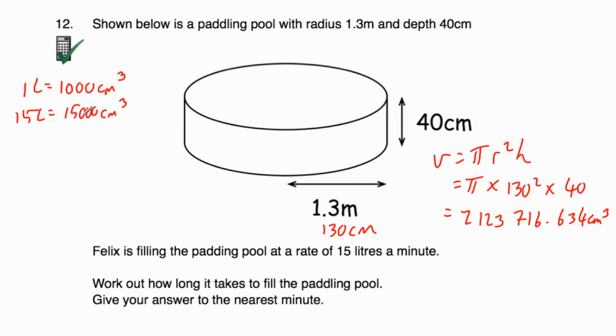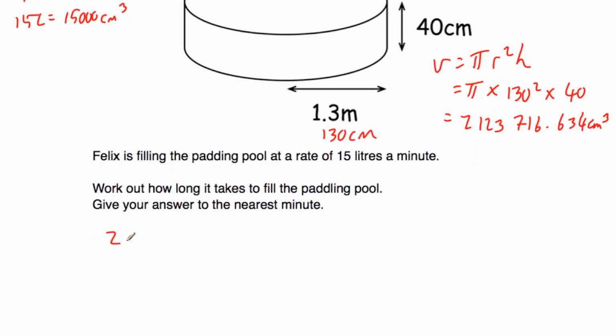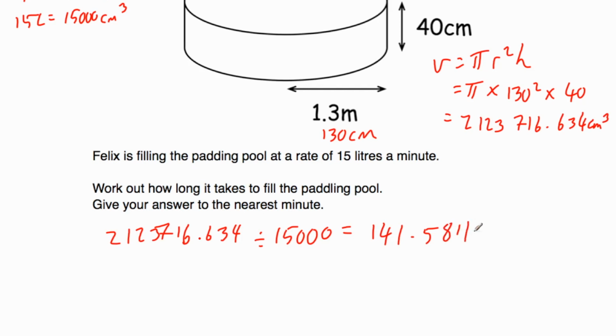Now it's being filled at the rate of 15,000 centimeters cubed every single minute. So if we divide the volume by this 15,000, that will tell us how many minutes it'll take to fill this pool. So let's take the total volume, the 2,123,716.634, and divide it by 15,000 and see how many minutes it should take. Now I've still got this on my calculator display, so I can just press divide by 15,000 equals, and that gives me an answer of 141.58111089 and so on minutes.